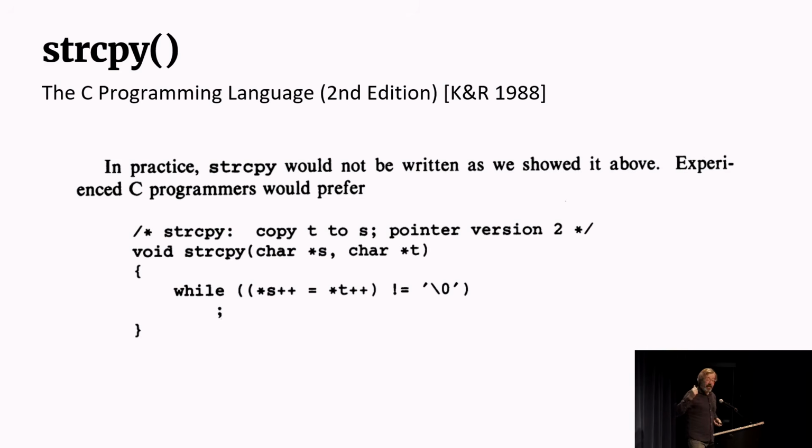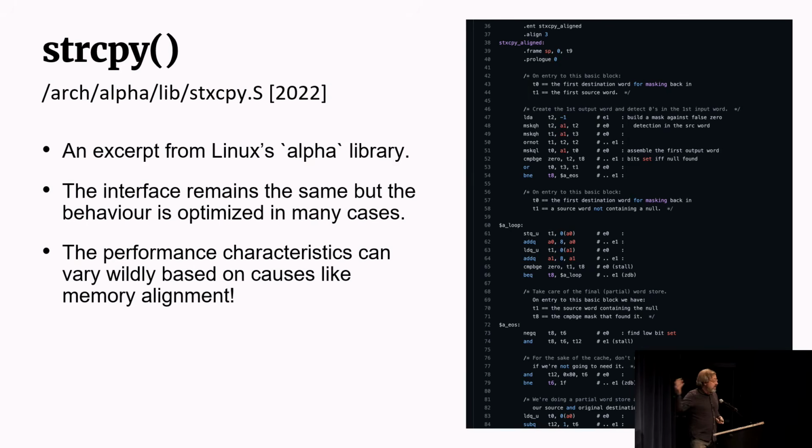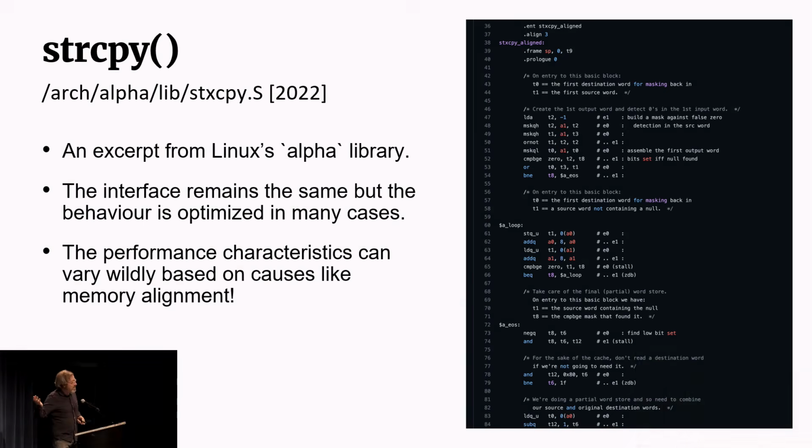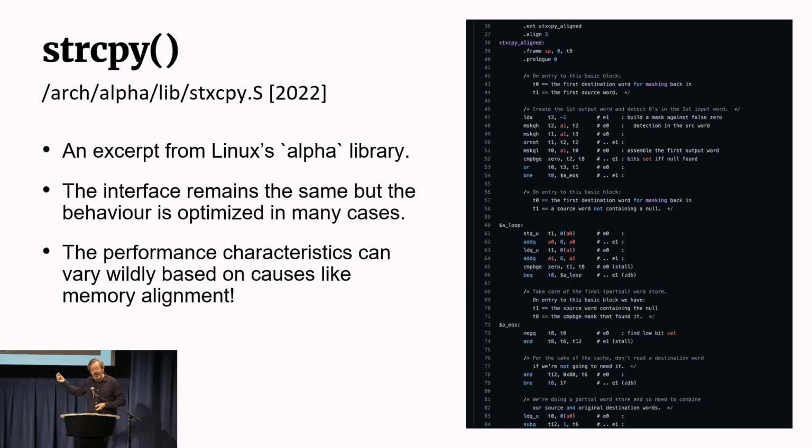They're not really implemented like this. They say here that this is how a C programmer would prefer to write string copy. The C programmer in question has never forgotten to null terminate a string, I see. But this is how string copy is actually implemented as of 2022 for Alpha in Linux. And actually, this isn't even how string copy is implemented. This is one page of assembler. There's like 300 lines of assembly.